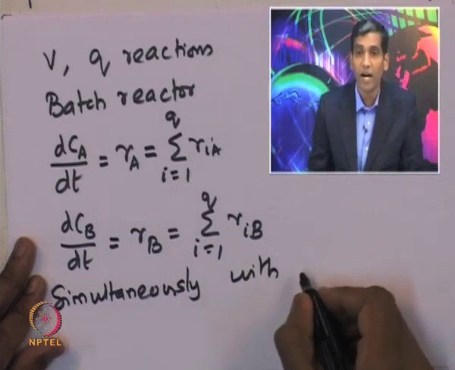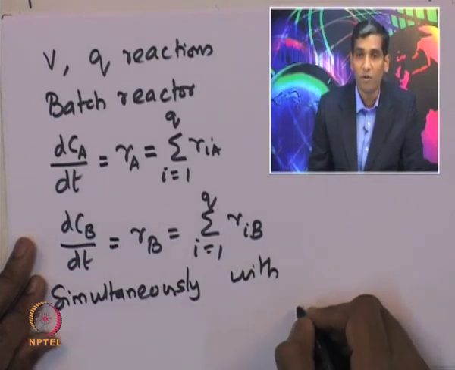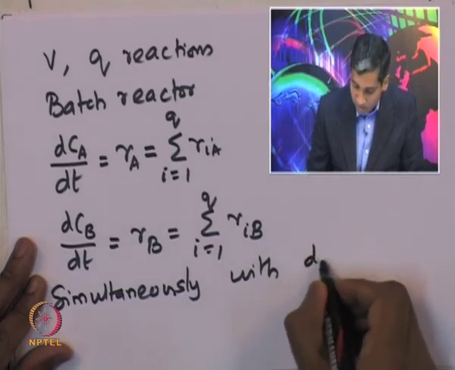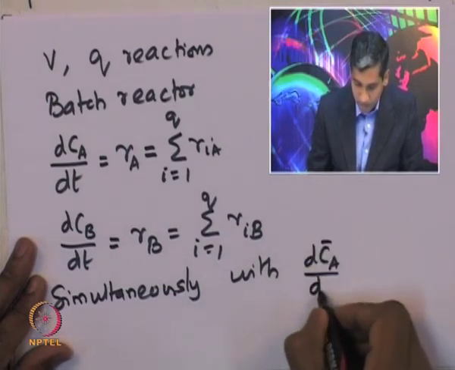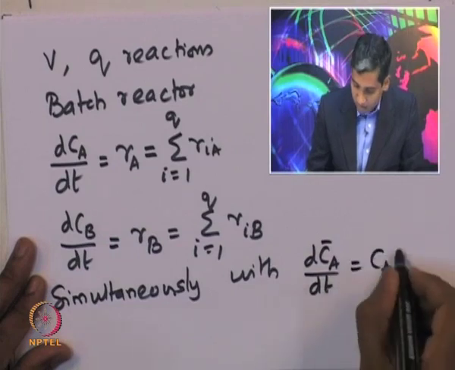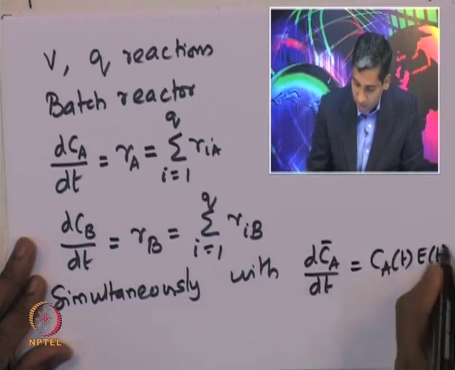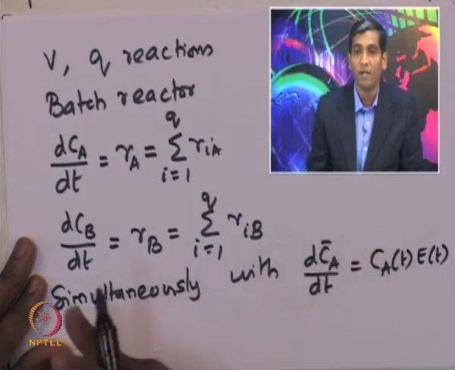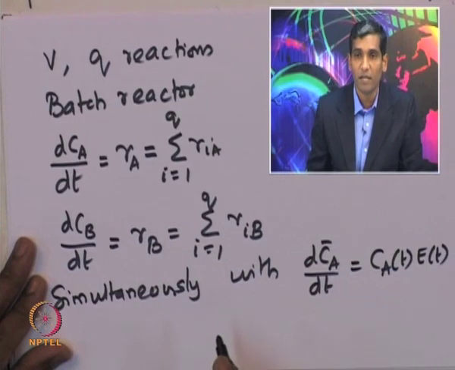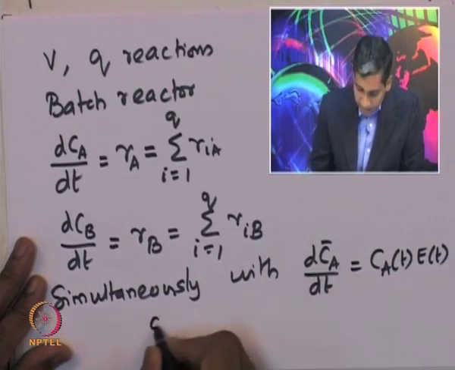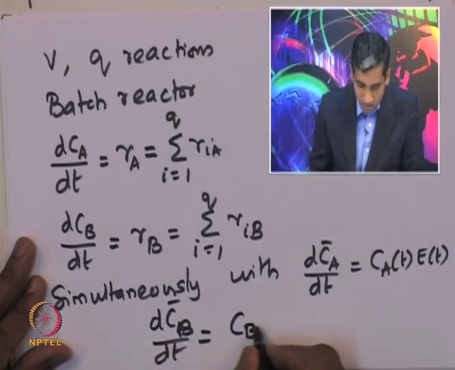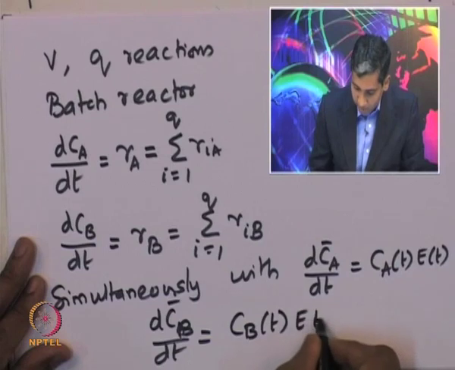With the other two reactions, which represent the overall concentration of the species in the reactor. So, dCA bar by dt is equal to Ca of t into E of t. That defines how the overall concentration of the species in the reactor changes with time, and the corresponding equation for species B is dCb bar by dt equal to Cb of t into E of t.